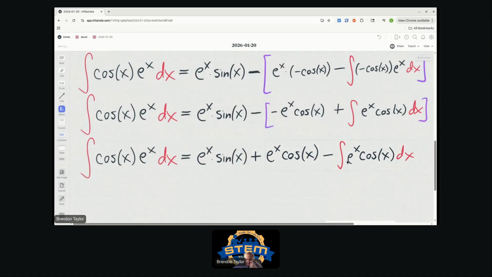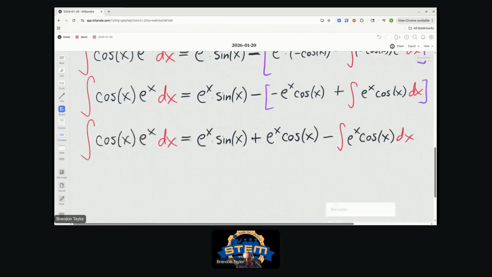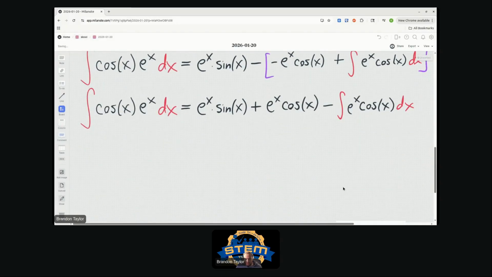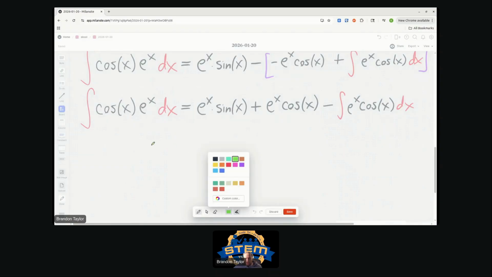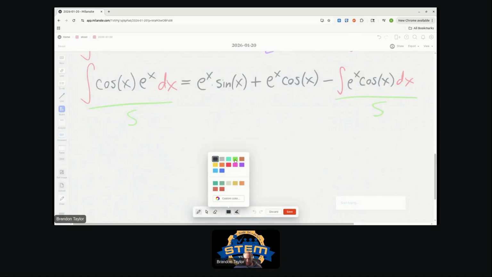And here, like I said, it looks like we're ending up with the same integral we started with, but we can actually deal with that in a clever way. Think about it like this. This whole integral is a number or a function or some type of expression. So let's just mark it S for some expression. And then let's think about this.